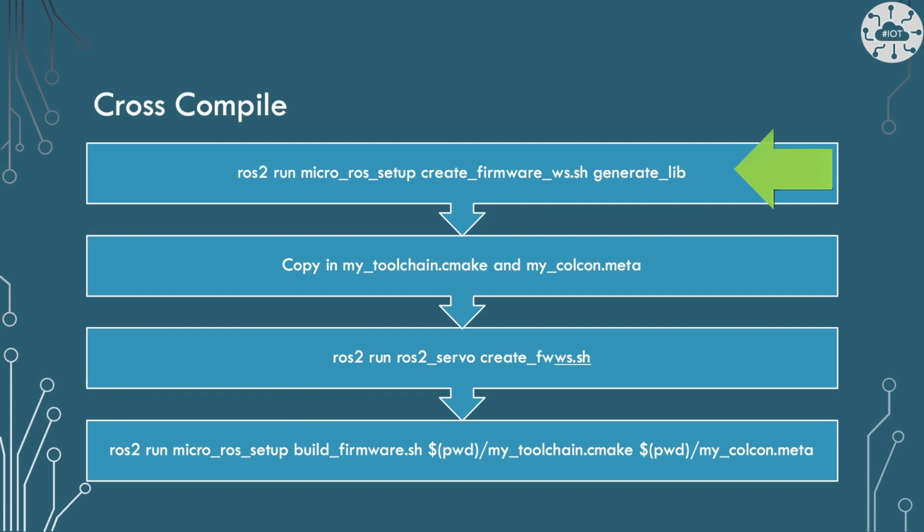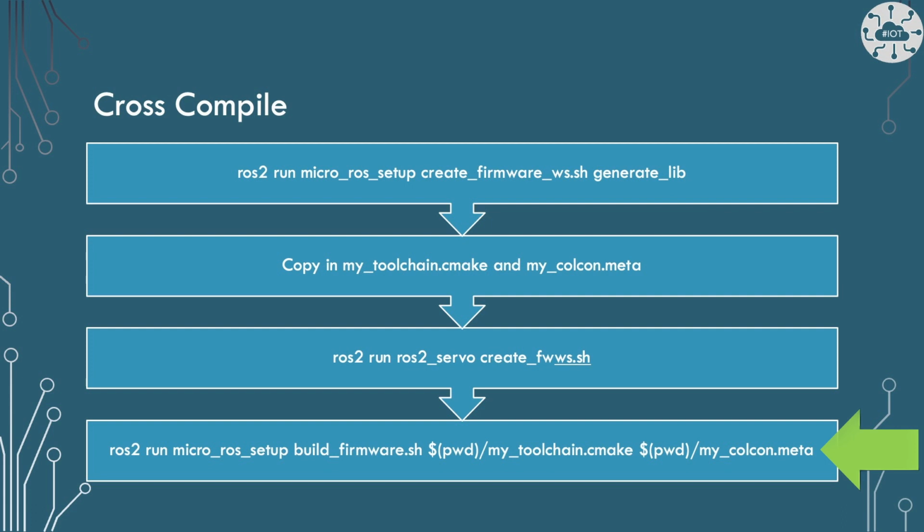We're going to need to tell the build system about the toolchain for the Pico. We do that by providing 2 files, the mytoolchain.cmake and the mycolcon.meta. I'll talk about these in a second. We can now run the ROS2 servo workspace create function. This will copy the source code for our message into the firmware workspace.